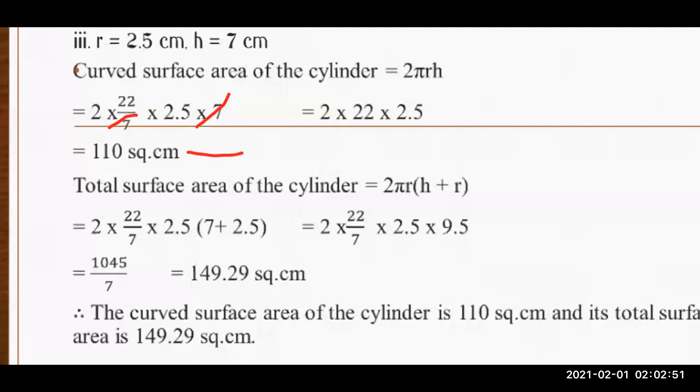Now the same, we have to write the formula of total surface area of the cylinder. Now total surface area of the cylinder is how much? 2 pi r bracket H plus R. Same, 2 into pi is 22 upon 7 into R is 2.5, bracket 7 plus 2.5, that is height plus radius. Now we will solve the bracket first. So 2 into 22 upon 7 will remain as it is into 2.5. Now 7 plus 2.5.